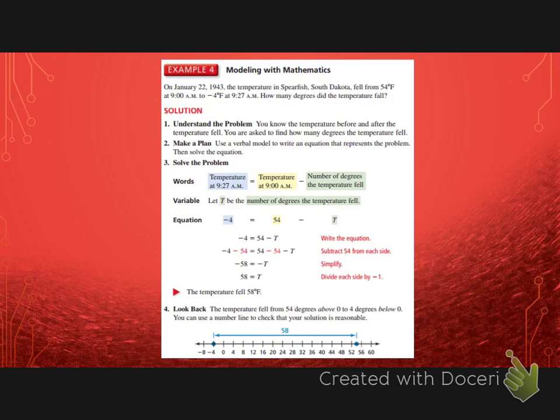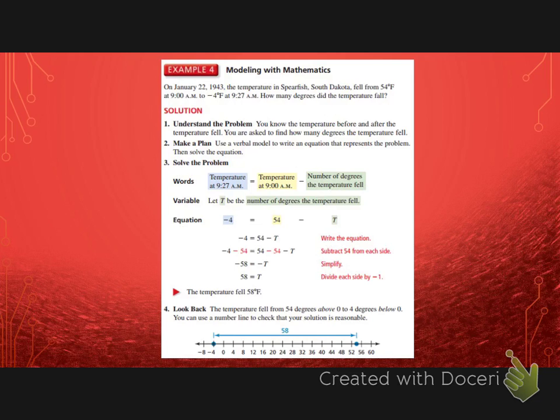So again, according to the subtraction property, I can subtract 54 from each side to isolate that variable, and we've got -58 equal to -T. But wait a minute, the variable is still not isolated. We've got a negative sign in front of that. So to take care of that, we can divide each side by -1. Because remember, any number that you divide by a negative, you get a positive. So if we divide by -1, we're going to get that the temperature was 58 degrees. So the temperature fell 58 degrees.